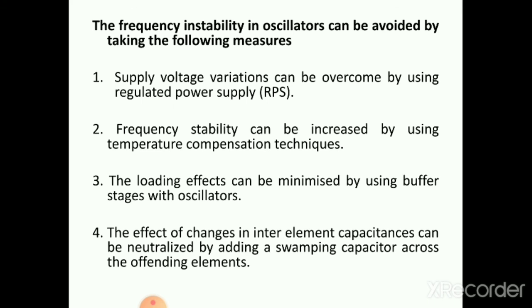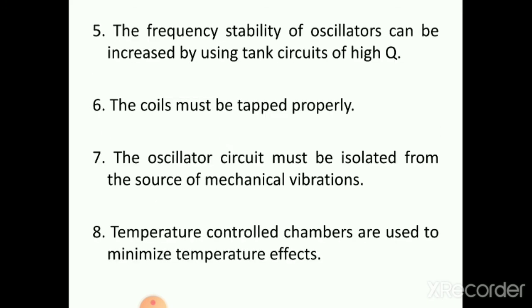They can be guarded. The effect of changes in inter-element capacitors can be neutralized by adding a swamping capacitor across the offending elements. So this is the swamping capacitor. An extra swamping capacitor must be connected across whatever device or component where we experience these inter-element capacitances. We can use this swamping capacitor to avoid that effect. The frequency stability of an oscillator can be increased by using a tank circuit of high quality factor. A tank circuit must be used.